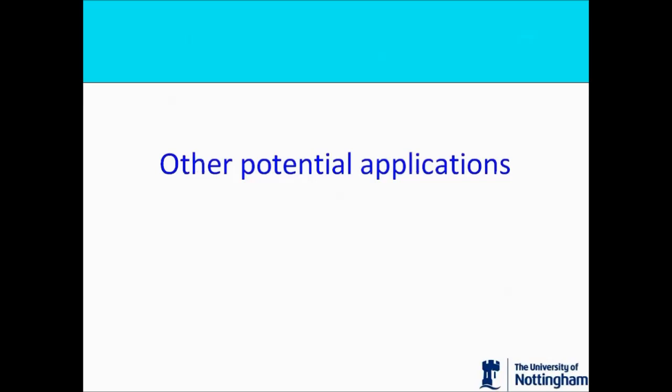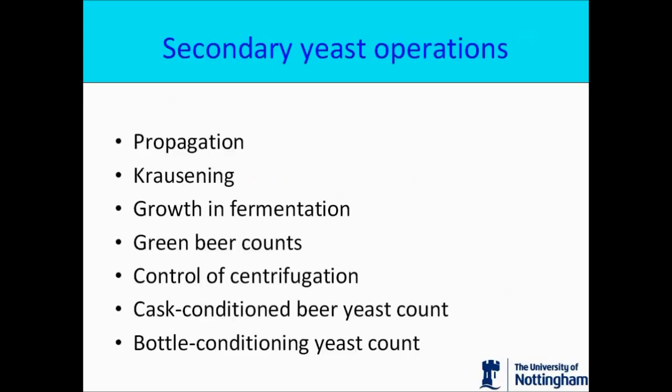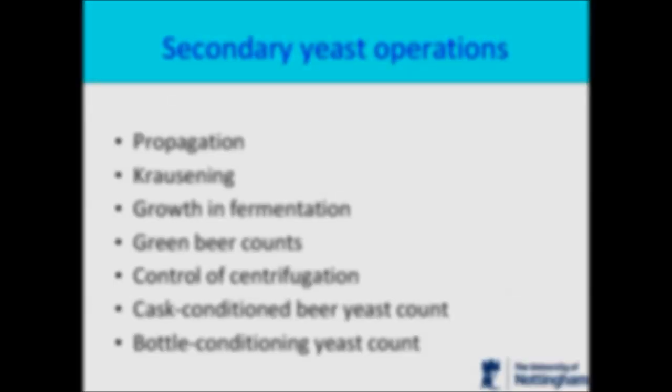There's obviously quite a lot of other things that you can do with it. I've just gone through those two, but you might, for example, consider the list of things that are shown here. So clearly you can use it to monitor propagation. If you practice krausening, you can obviously use it to control that. You could, if you wished, put a probe into every FV and monitor yeast growth. You can monitor counts in green beers, and you could, for example, use it to control a centrifuge. If you're making cask conditioned or bottle conditioned beers, then clearly you could use it here as well. So basically anywhere where you want to know, measure and control yeast concentration, it would be possible to do it.